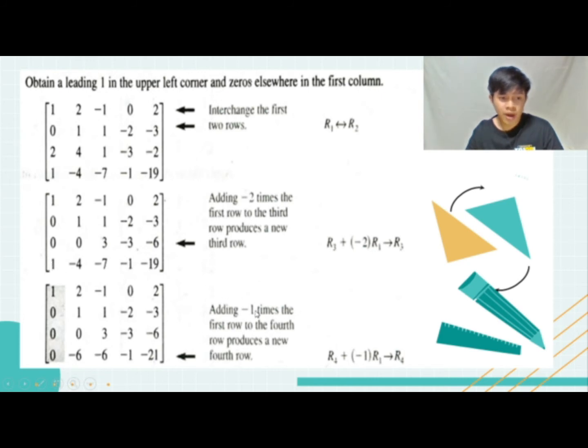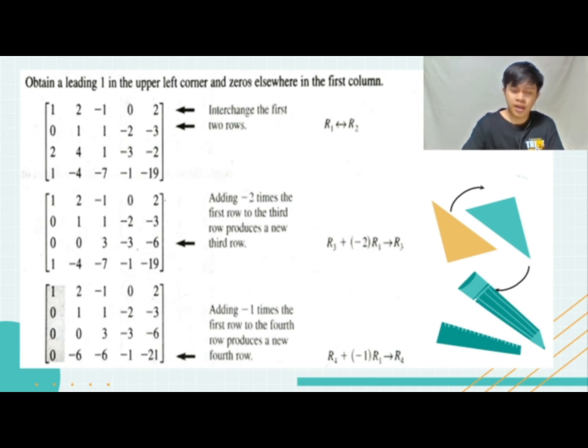1 minus 1 times 1 is equal to 0. Negative 4 minus 1 times 2 is equal to negative 6. Negative 7 minus 1 times negative 1 is equal to negative 6. Negative 1 minus 1 times 0 is equal to negative 1. Negative 19 minus 1 times 2 is equal to negative 21. So that's the step that we are going to follow when we are going to answer the Gaussian elimination with back substitution.